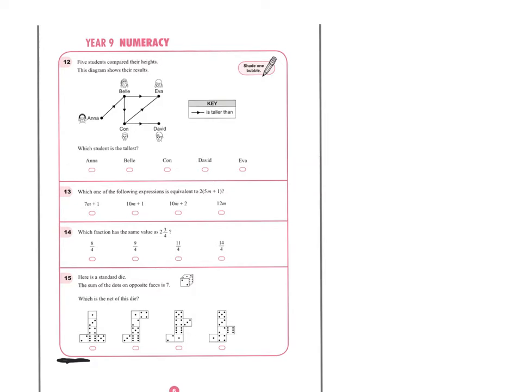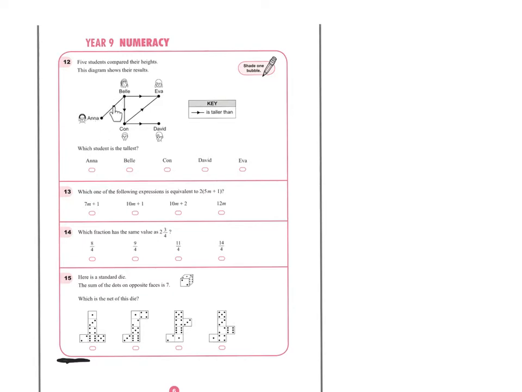Today I'm going to talk about Year 9 Numeracy Non-Calculator Part B. The first question that we have here talks about 5 students where we have to compare their heights. So the diagram has shown the results.